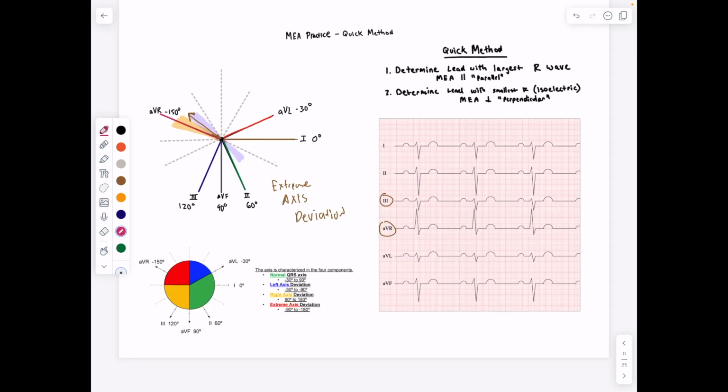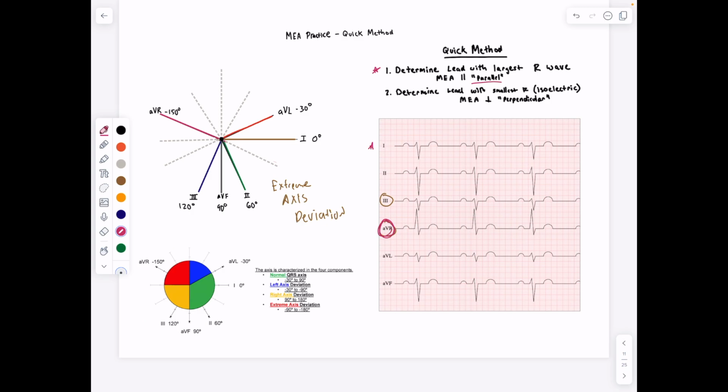All right, the quick method. So the quick method is maybe a little bit more straightforward than the definition. Basically, again, it's taking the idea that if we're seeing any sort of mark on this graph, that means that there must have been some electrical conduction in the direction of the lead, right? And so if we see a big spike, that means there's a lot of electrical conduction in the direction of that lead. So basically, the idea is that we're going to choose the lead with the biggest R wave, the most conduction in the direction of that lead, and the mean electrical axis will be approximately parallel to that lead.